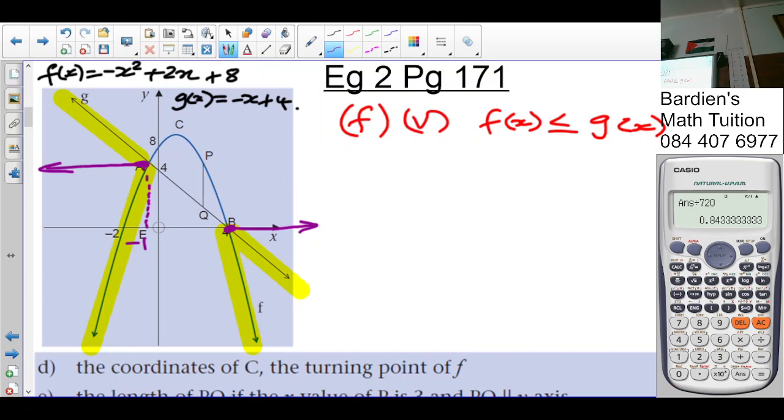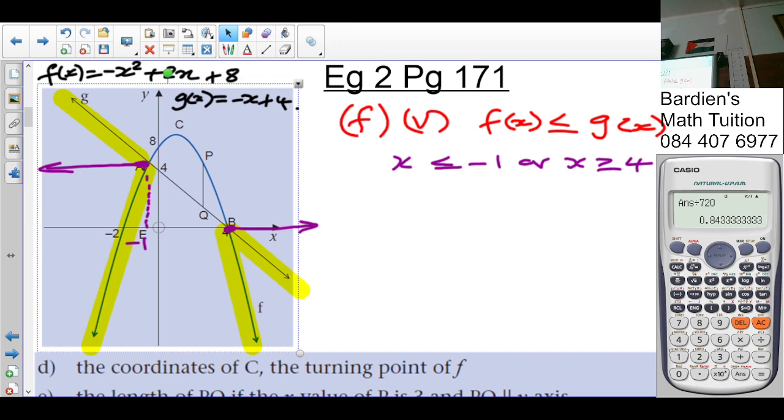Can you see that, people? The broken solution here. So what do we say? x must be less than or equal to negative 1, or x must be greater or equal to 4. Are they equal at negative 1? Yes. Are they equal at 4? The graphs are equal? Yes. So you must include those values there. Right, you guys understand?